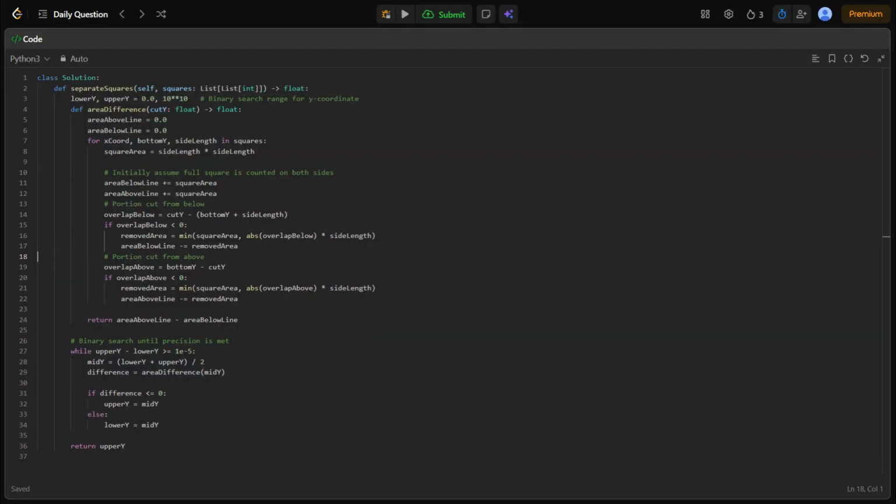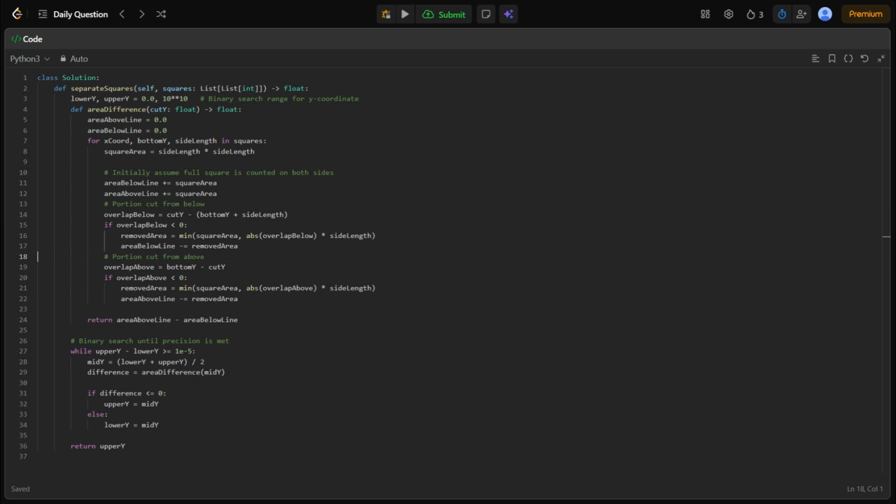Key observation. The answer is not necessarily an integer. Since the required precision is up to 10⁻⁵, this immediately hints toward binary search on the y-coordinate. Core idea. For any horizontal line at height y, we can compute how much square area lies above the line and how much lies below the line. If both are equal, we've found our answer. Binary search setup. We initialize a search range from 0 to 10^10. This safely covers all possible square positions.